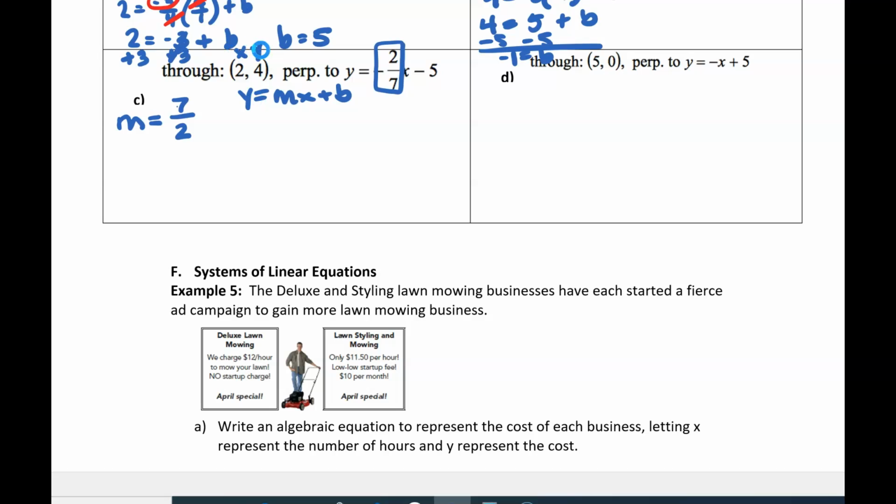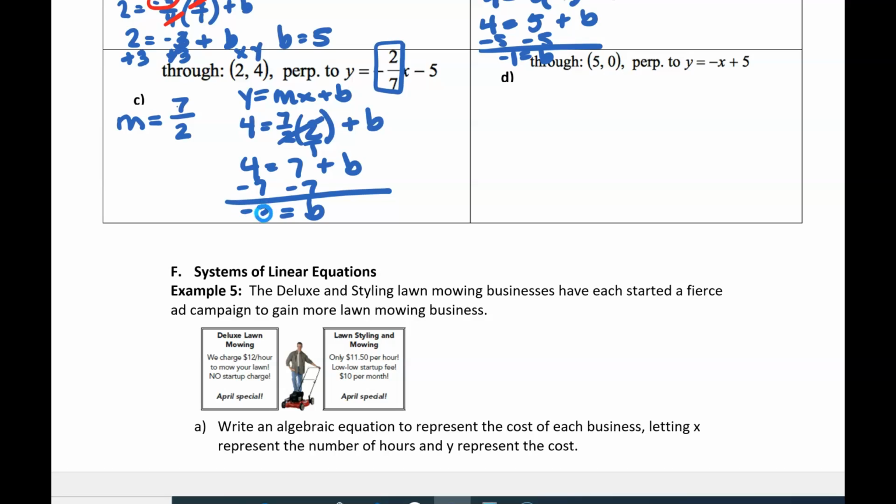So I've got an x and a y. So 4 equals 7 halves times 2 plus b. The 2's end up canceling and you get 4 equals 7 plus b. Take away 7 from both sides and you get b is equal to -3. And then my equation is y equals 7 halves x minus 3.